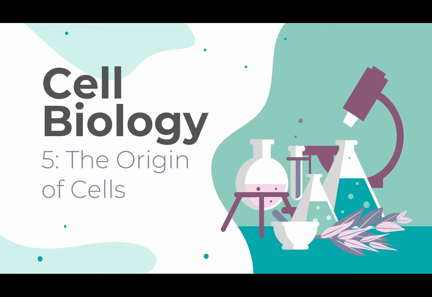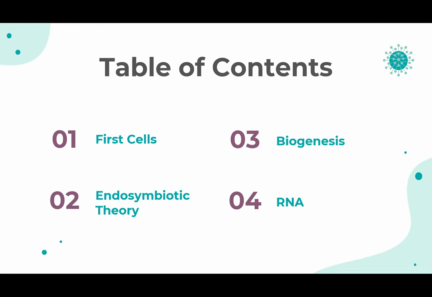Hello and welcome to a video on the fifth topic of the first IB biology topic, cell biology, which is the origin of cells. So first of all, I'll talk about the first cell theory, as well as the endosymbiotic theory, which is the most popular and highly esteemed theory of the first cells and what the origin of cells actually is. Then I talk about biogenesis and the differentiation between abiogenesis and biogenesis, as well as the origins of life in this so-called biogenesis. And lastly, I'll also talk about the RNA World hypothesis.